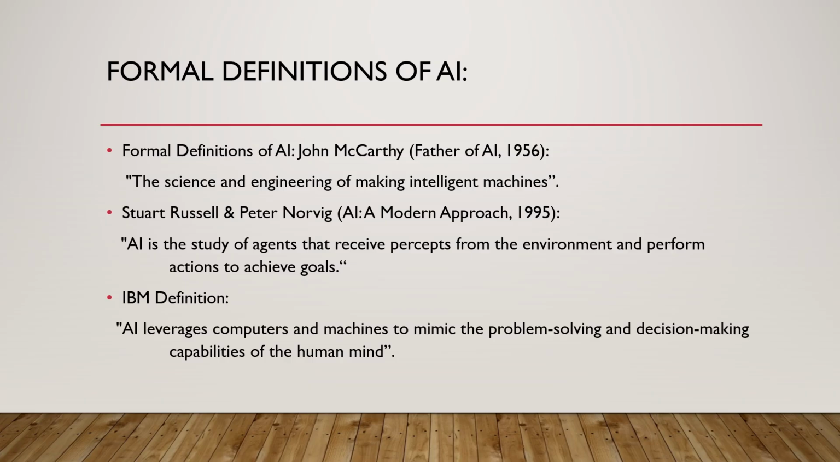So AI is the study of agents that receive percepts from the environment and perform actions to achieve some tasks or goals. Then the famous, old company in the computer industry, IBM, has one definition of AI: AI leverages computers and machines to mimic the problem solving and decision making capability of the human mind. A human being has decision making skill, and the same skill achieved by machines is another definition of AI. This definition is from IBM. So these are some formal definitions about AI.